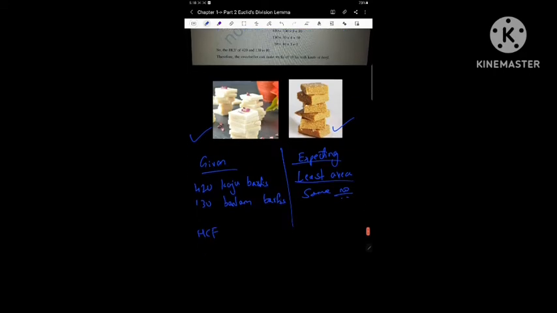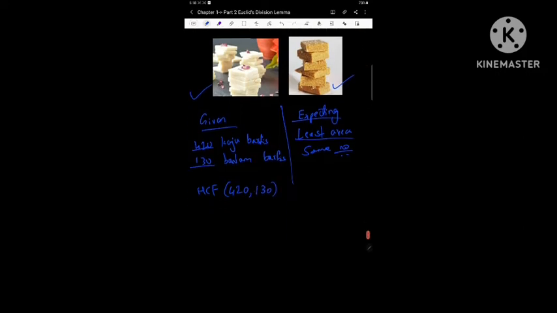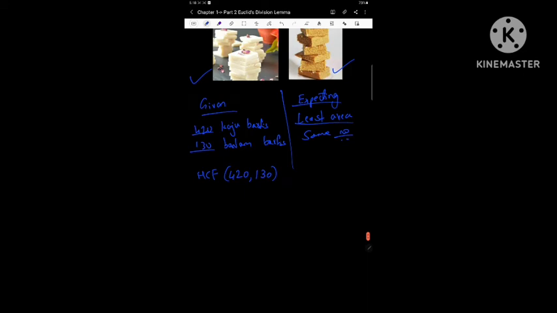So the HCF of what is given? 420 kaju burfis and 130 badam burfis. So HCF of 420 and 130. I hope this is clear now. Whenever we get this kind of HCF problem, first we solve it using the long division method and then write it in the form of Euclid's division lemma. So now let's start with long division.